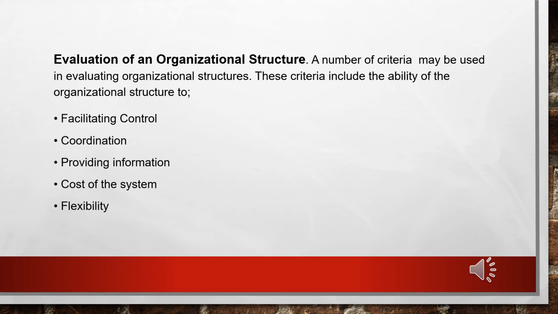Evaluation for organizational structure. A number of criteria may be used in evaluating organizational structures. These criteria include the ability of the organizational structure to facilitate control, coordination, providing information, cost of the system, and flexibility. So, first is facilitating control.